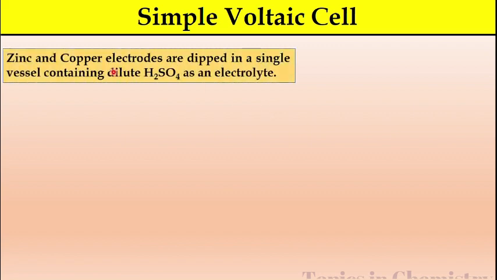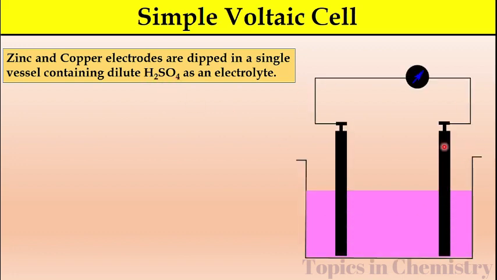Here zinc and copper electrodes are dipped in a single vessel containing dilute H2SO4 as an electrolyte. So the electrolyte is dilute sulfuric acid, and you have to use two electrodes, one is zinc and the other one is copper. The electrodes are the same as in the Daniell cell, but the electrolyte is different and simpler, it is H2SO4. In the Daniell cell, you used two electrolytes, one is zinc sulfate, another one is copper sulfate, but here it is only sulfuric acid.